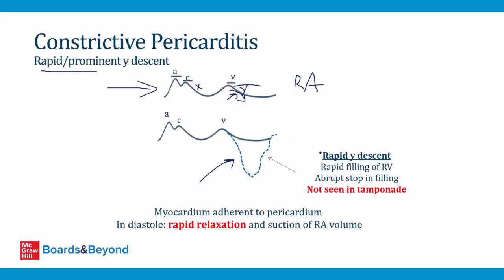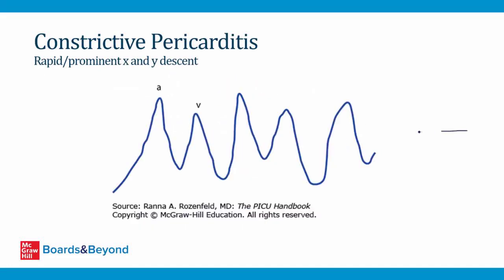And so I've summarized these points here. The rapid Y descent occurs from rapid filling of the right ventricle, followed by an abrupt stop in filling. And importantly, this finding, the rapid Y descent, is not seen in tamponade. Shown on this slide is an actual venous pressure tracing from a patient with constrictive pericarditis. This is the A wave, this is the V wave, this is the Y descent right here, and you can see that it's very rapid, prominent, and deep. This is the X descent here. The X descent also gets more prominent in constrictive pericarditis.